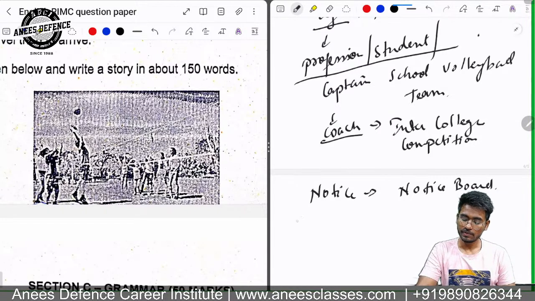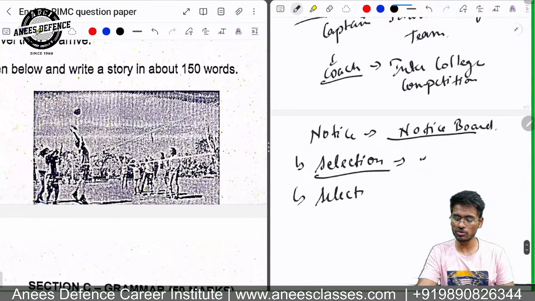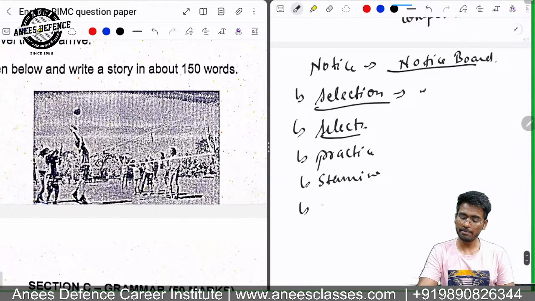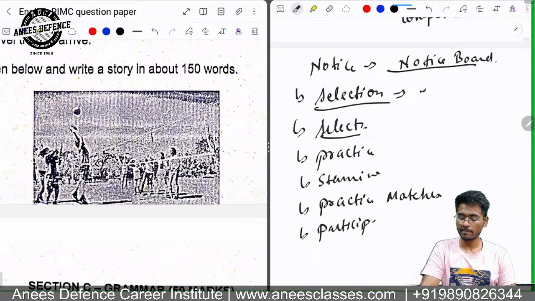Afterwards, for selection, you'll select a team. You'll call the interested students for the selection on the weekend, and then with the help of the coach, you'll make them practice and build their stamina. You yourself will be a part of this, and afterwards you'll play practice matches, and then you participate, and the result would be you might win or whatever position you might get.